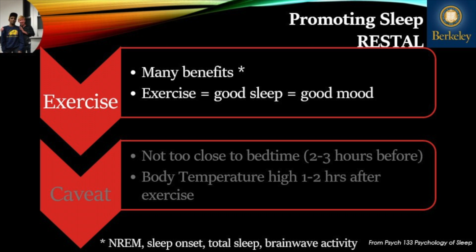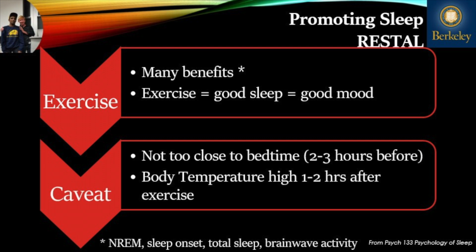Exercise is linked to increased NREM sleep, increased total sleep time, deeper sleep, faster sleep onset, and more powerful brainwave activity. Exercise leads to better sleep and a better mood. However, try not to exercise too close to bedtime. It should be at least 2 to 3 hours before bedtime. This is because body temperature is high for 1 to 2 hours after exercise.